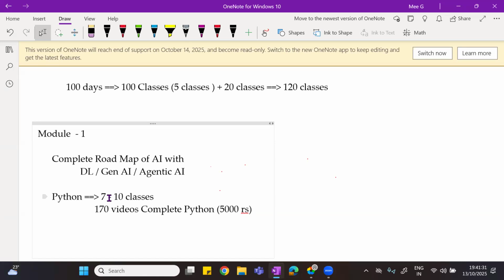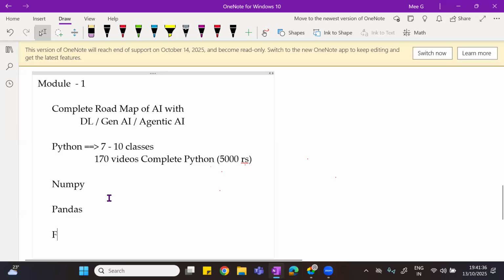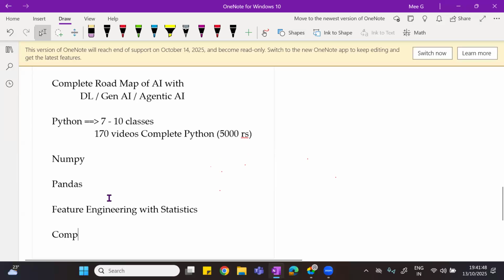Then afterwards, we will go with NumPy and pandas. We will go with feature engineering along with Python and statistics. And then here I will implement complete ML implementation. ML means machine learning, complete machine learning implementation. You may get a doubt that machine learning is not a part of this course, right? How can we do the implementation, the coding of machine learning, the entire project? We can do it.